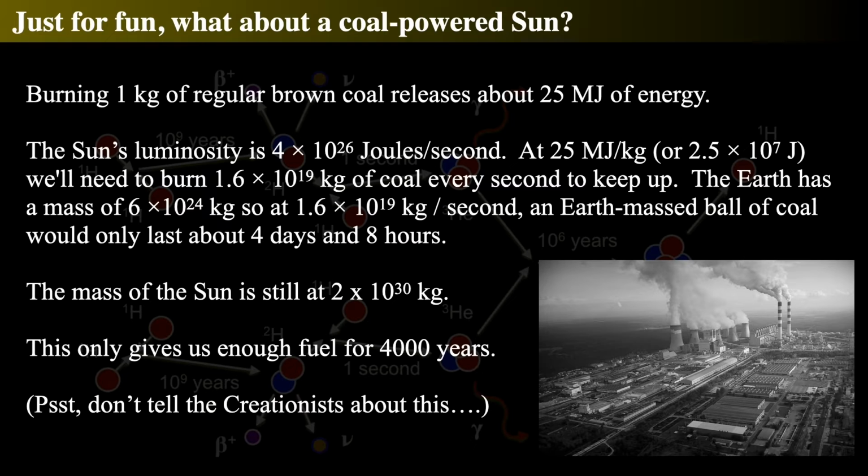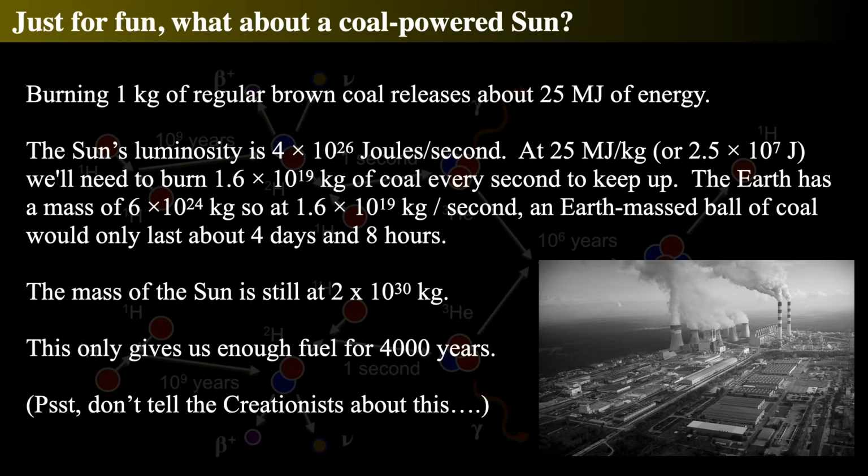However, the sun's luminosity is a little bit brighter. It's about 4 times 10 to the 26 joules per second, or 4 times 10 to the 26 watts. And at a total amount of 25 megajoules per kilogram, you'd have to burn up almost 2 times 10 to the 19th kilograms of coal every second just to keep up with the sun's luminosity, if the sun is powered by coal. Now, since the Earth has a mass of 6 times 10 to the 24th kilograms, at that rate, you would burn an Earth-sized ball of coal in about 4 days and 8 hours.